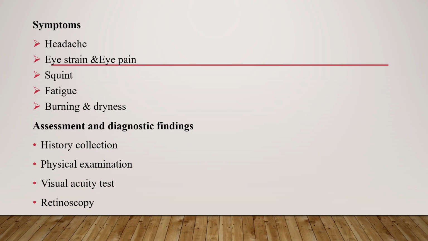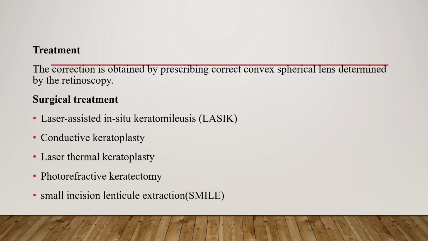Next, diagnosis through visual acuity test, then retinoscopy. Treatment: the correction is obtained by prescribing the correct convex spherical lens determined by the retinoscopy. After doing this with the convex lens, you can correct this.